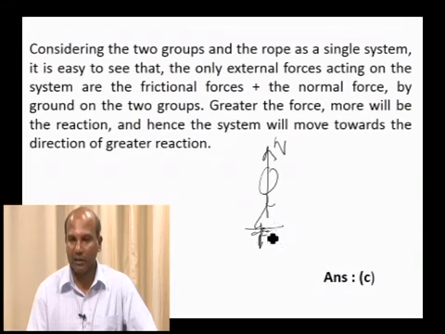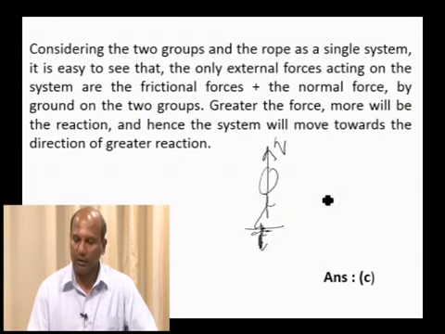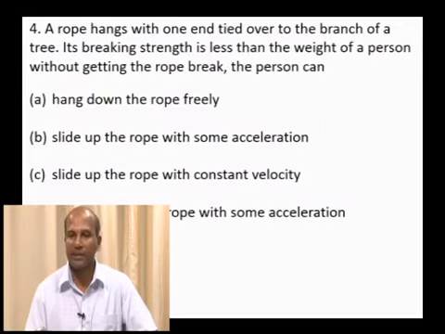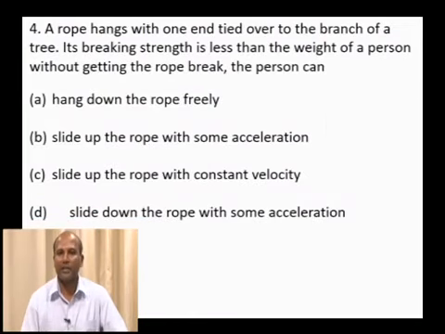So whoever pulls the rope harder towards their side will actually have this rope, and they will be the winners. So option C is the correct answer. So coming to the next problem.